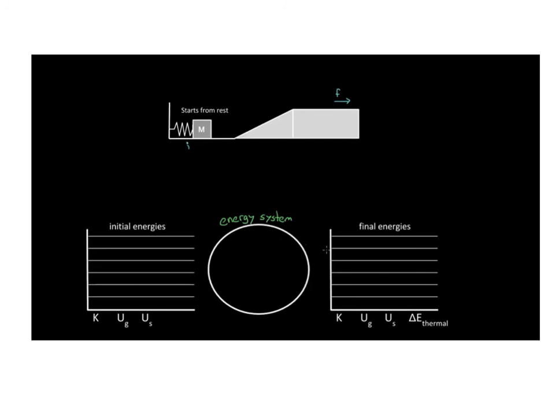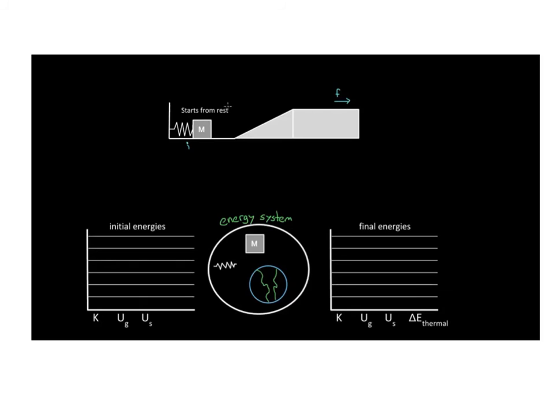So if we want to make an LOL diagram, we first have to pick what's part of our energy system. Because if we don't know what's part of our system, we don't even know what's going to be eligible to have an energy in here. So again, let's make the mass part of our system. Let's make the spring part of our system. So we'll put the spring in here. And let's again put the Earth into our system.